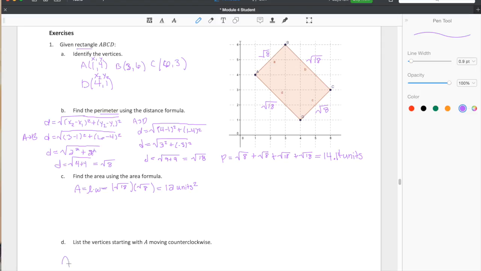So our first point is A, and A is 1, 4. Our next point moving counterclockwise is D. So D is 4, 1. C is 6, 4. And B is 3, 6.